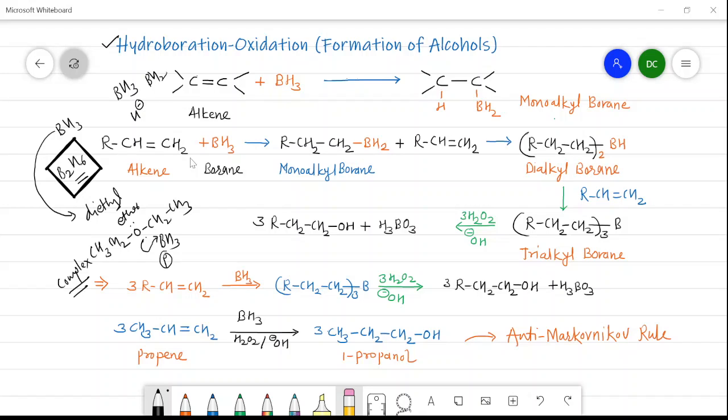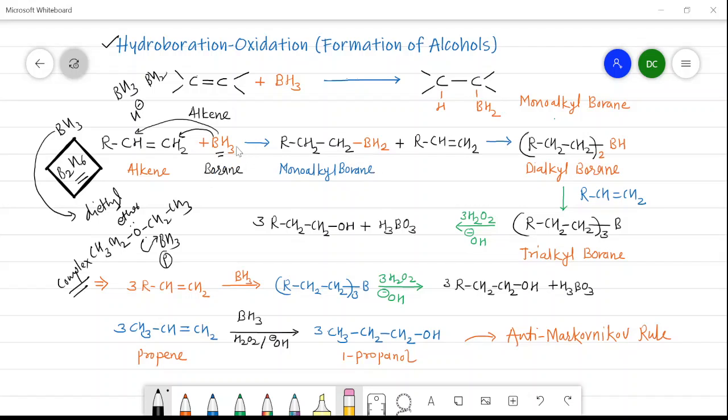See the mechanism of hydroboration and oxidation. The alkene reacts with the borane. Now this borane contains 3 hydrogens, out of which one hydrogen is transferred to one carbon, and the remaining BH2 group is transferred to the other carbon. And here we get the monoalkyl borane.